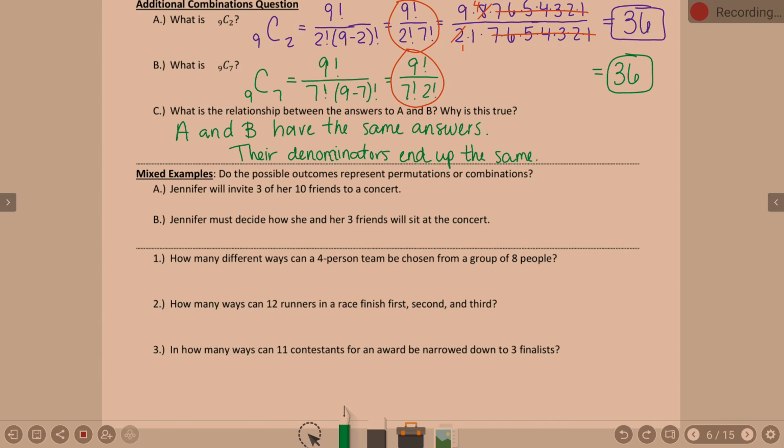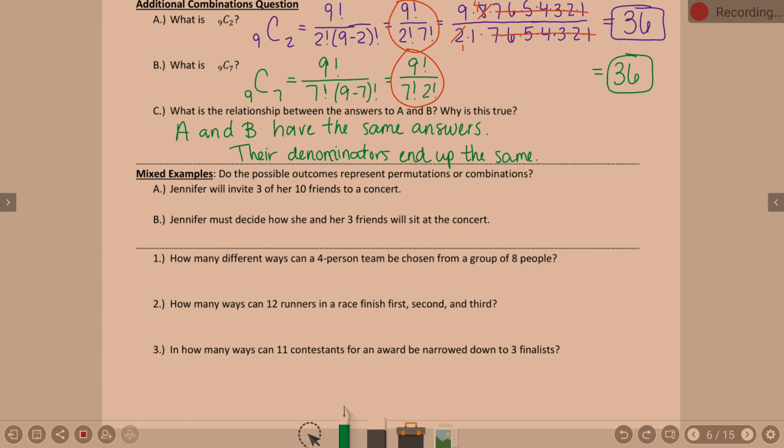Okay. We practiced a lot of permutations yesterday. Permutations, order matters. We practiced some combinations today. Order does not matter. Now, pulling it all together. Being able to look at a scenario and pick which is which. Okay?